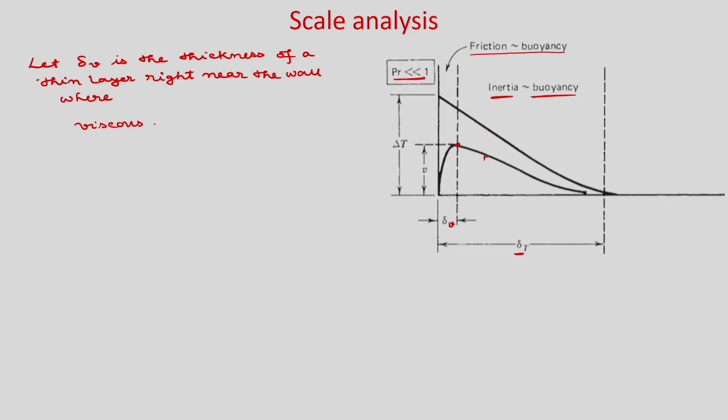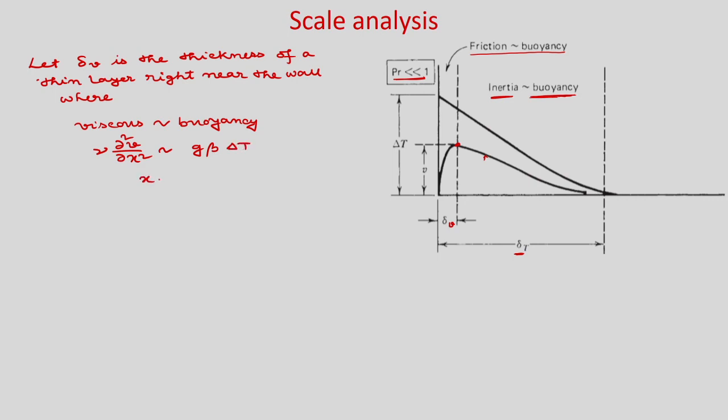Where viscous force will be comparable with the buoyancy force, because already we have shown that for low Prandtl number fluids inertia force will be comparable with the buoyancy force, and we have derived the thermal boundary layer thickness and the Nusselt number. But near to this wall now viscous force will be balancing with the buoyancy force, and from here you can see nu into del 2 V by del x square will be comparable with the g beta delta T.